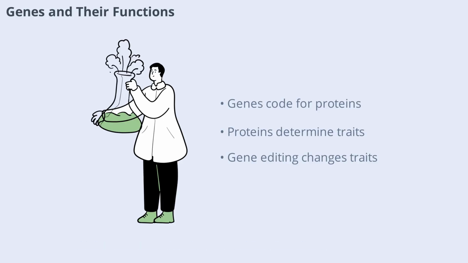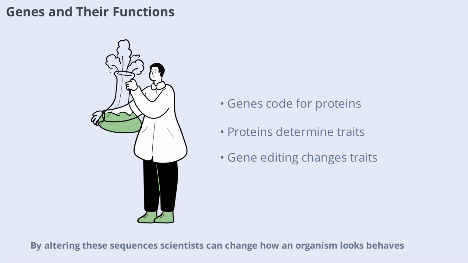Genes are segments of DNA that code for specific proteins, which in turn determine the traits and functions of an organism. Each gene has a unique sequence that acts as a set of instructions for making a particular protein. By altering these sequences, scientists can change how an organism looks, behaves, or responds to its environment. Understanding gene function is crucial for successful genetic engineering.